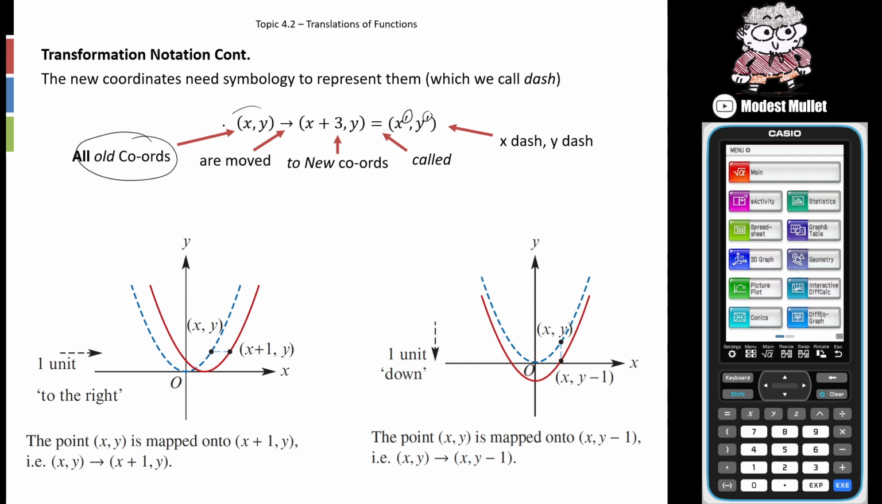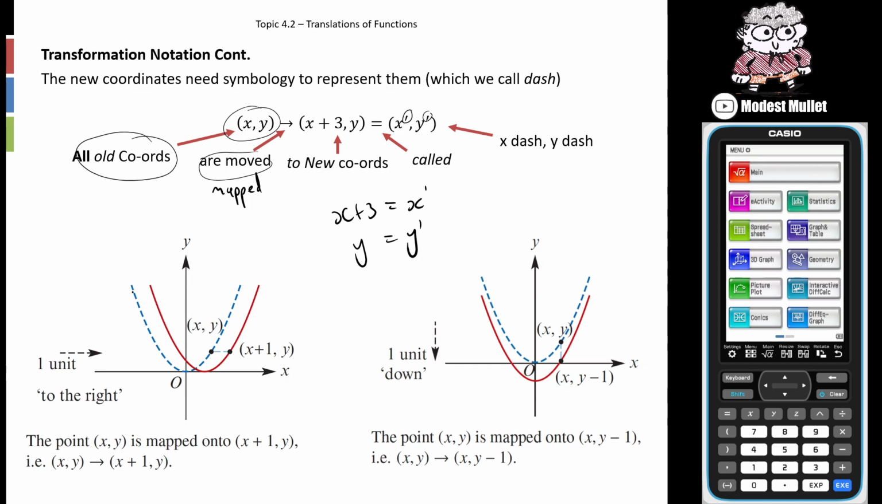So all our old coordinates x, y are moved, or a good word here is mapped, to new coordinates x plus 3, y, and we call these the dashed ones, equals x dash, y dash. So in this case, x plus 3 is equal to x dash, and y is equal to y dash. We can see our y coordinate has not changed in this situation, but our x coordinate has been moved across 3. And here's a couple more visual examples.